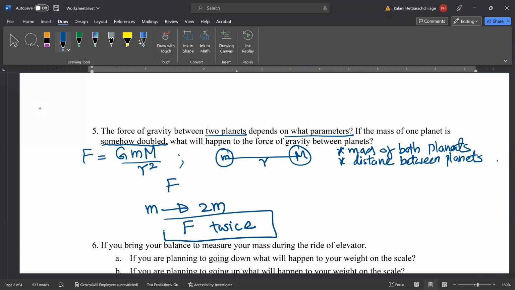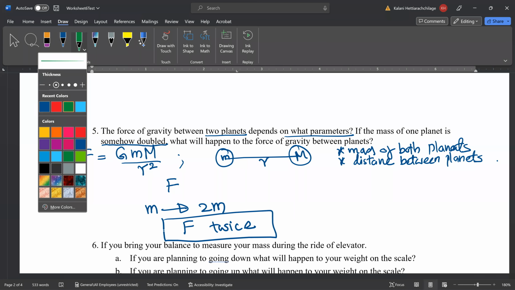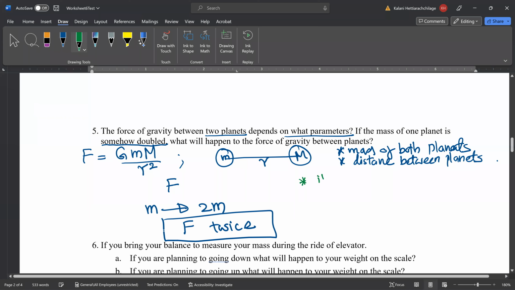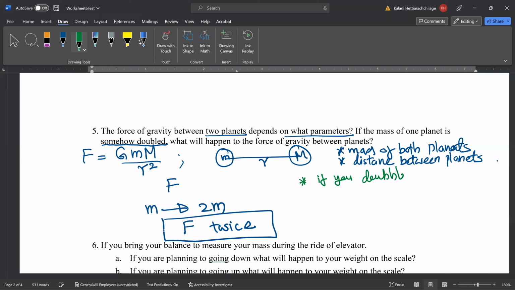So now my follow-up question. If you double both masses, what will happen to the force? You're going to double the M and also double the other M. Then you see that M times M gives 4 times F.